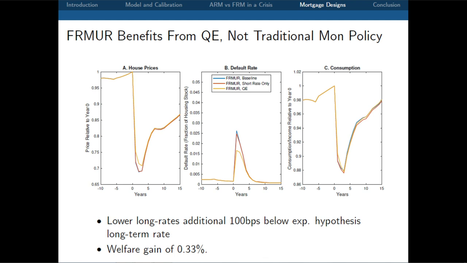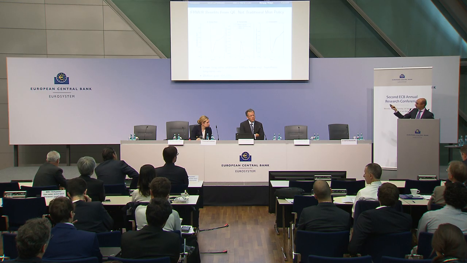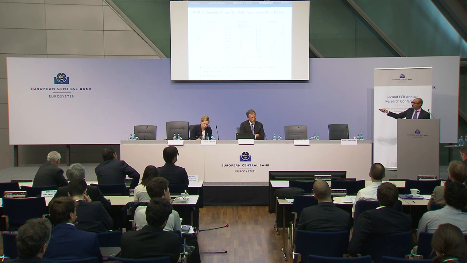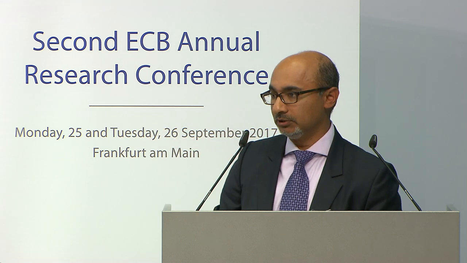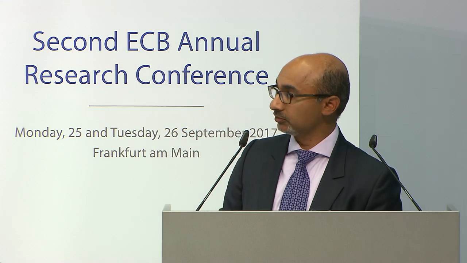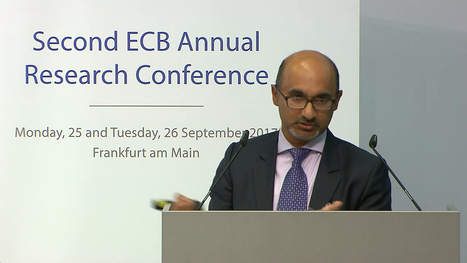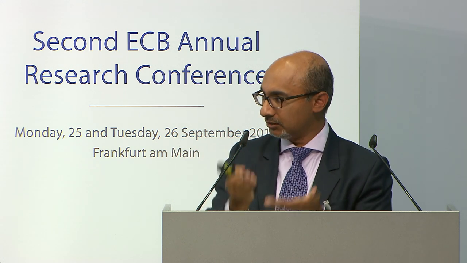And so we just went out and said, well, suppose you were able to lower long rates an additional 100 basis points below the expectations hypothesis long-term rate. How good is that? And the answer is it's good, but it's only still a welfare benefit of about 0.33% compared to the 1.3% off of just the simple indexation to adjustable rate mortgages. So this is a way of saying that QE is useful, but the real benefit is cutting current payments.